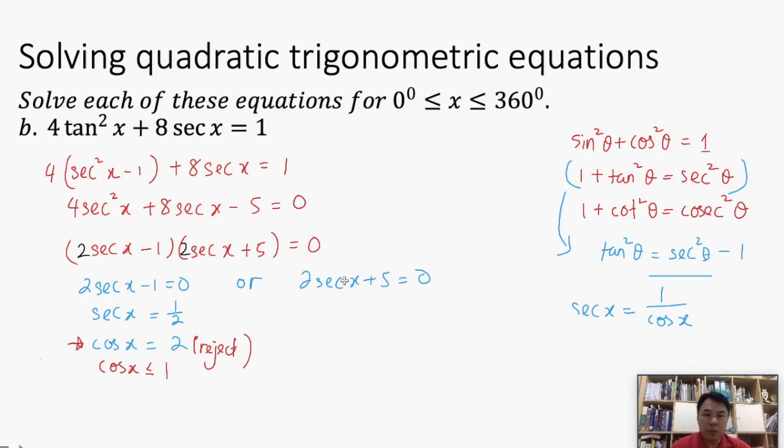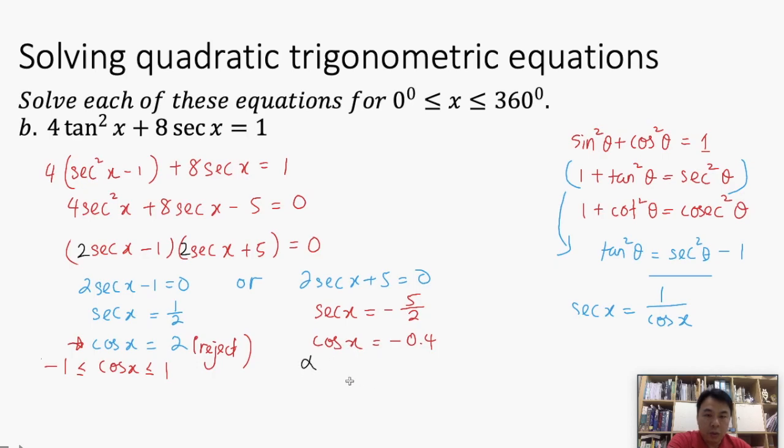Okay, next we're going to check this out. From here, we will get secant x equal to negative 5/2. Therefore, based on this reciprocal relationship, the cos will be negative 0.4. Okay, so we can work with this because the minimum value should be more than negative 1. Negative 0.4 is more than that, right? So we can have this as a solution.